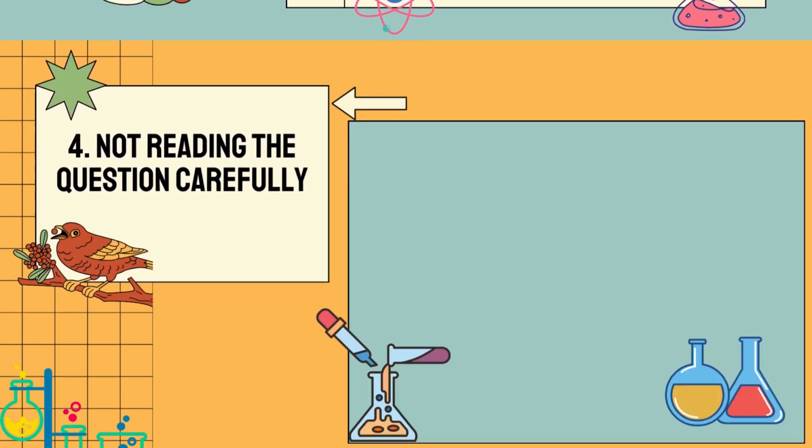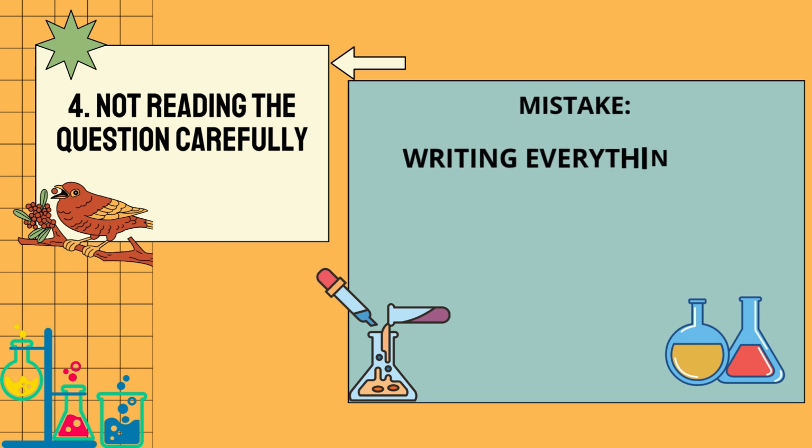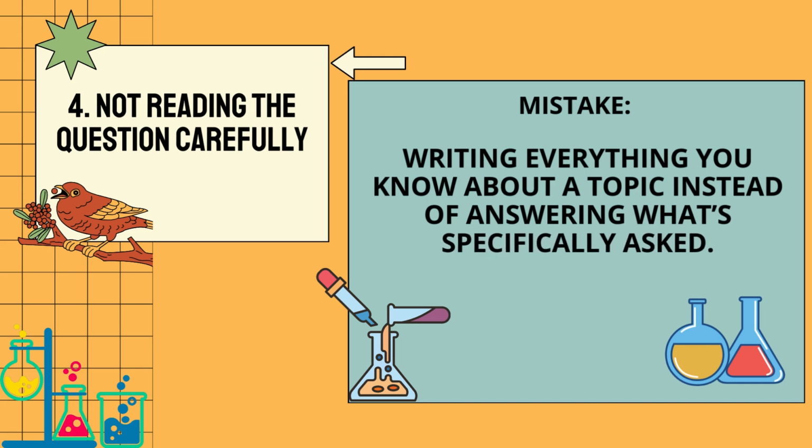Number 4, not reading the question carefully. This is the biggest mistake students make. They think the question is too long to read, so they just ignore it. But always read the question. The mistake is writing everything you know about the topic instead of answering what's specifically required.